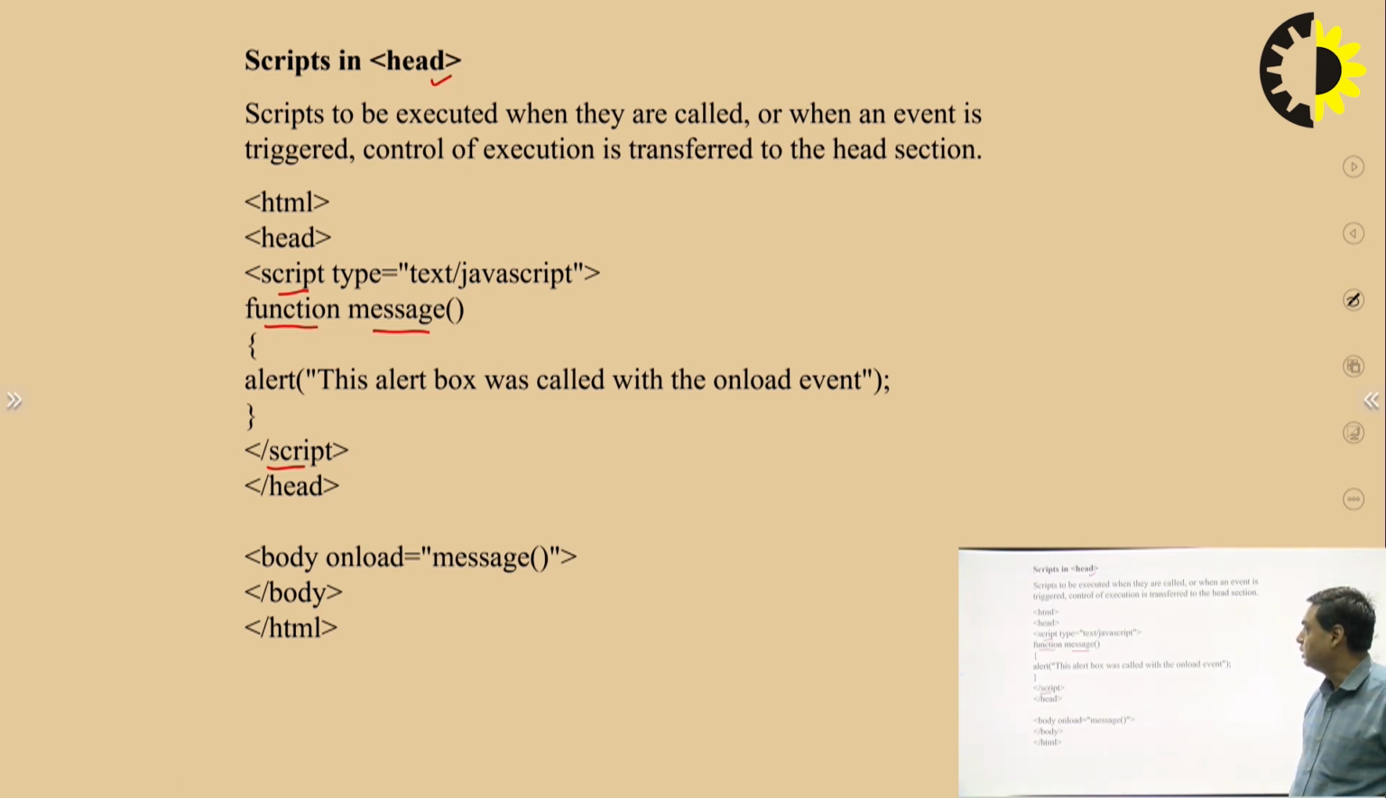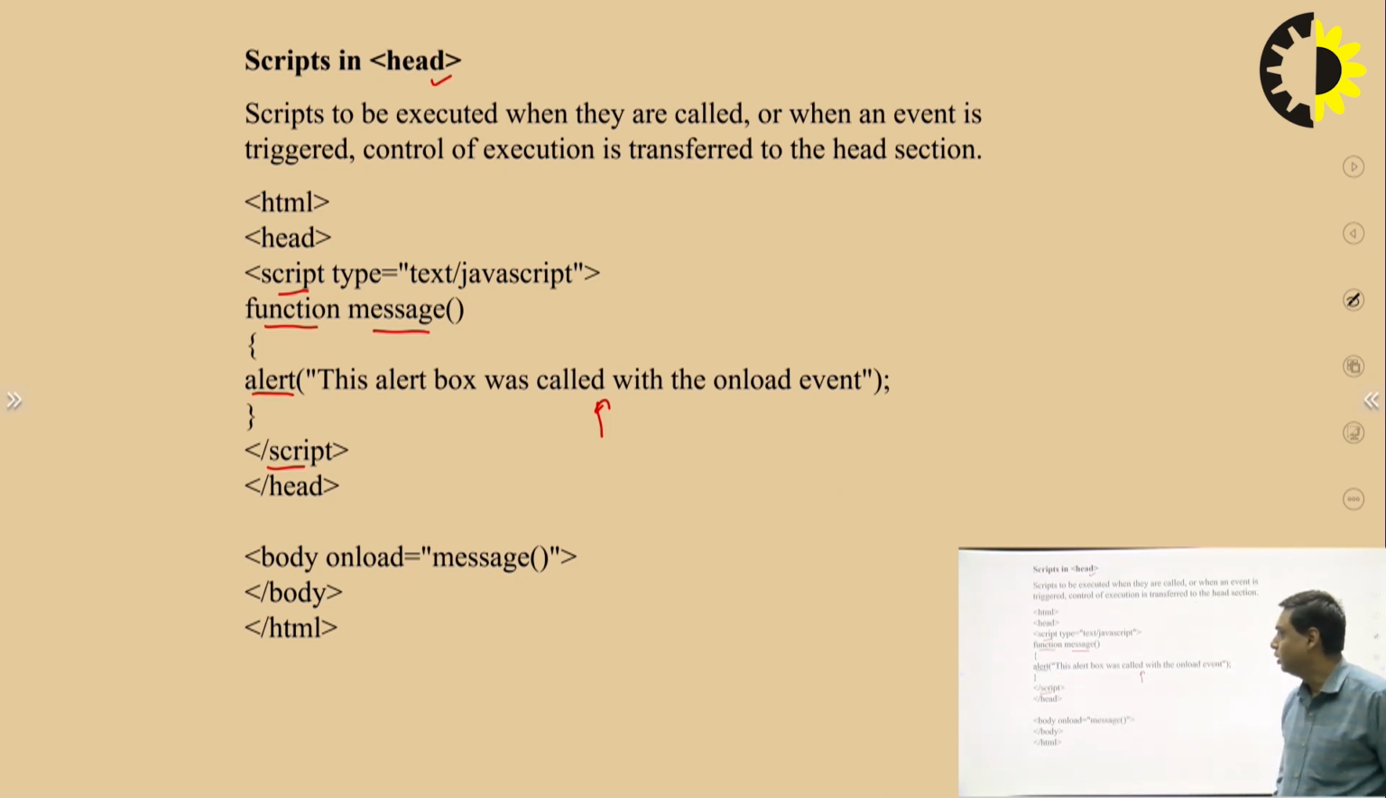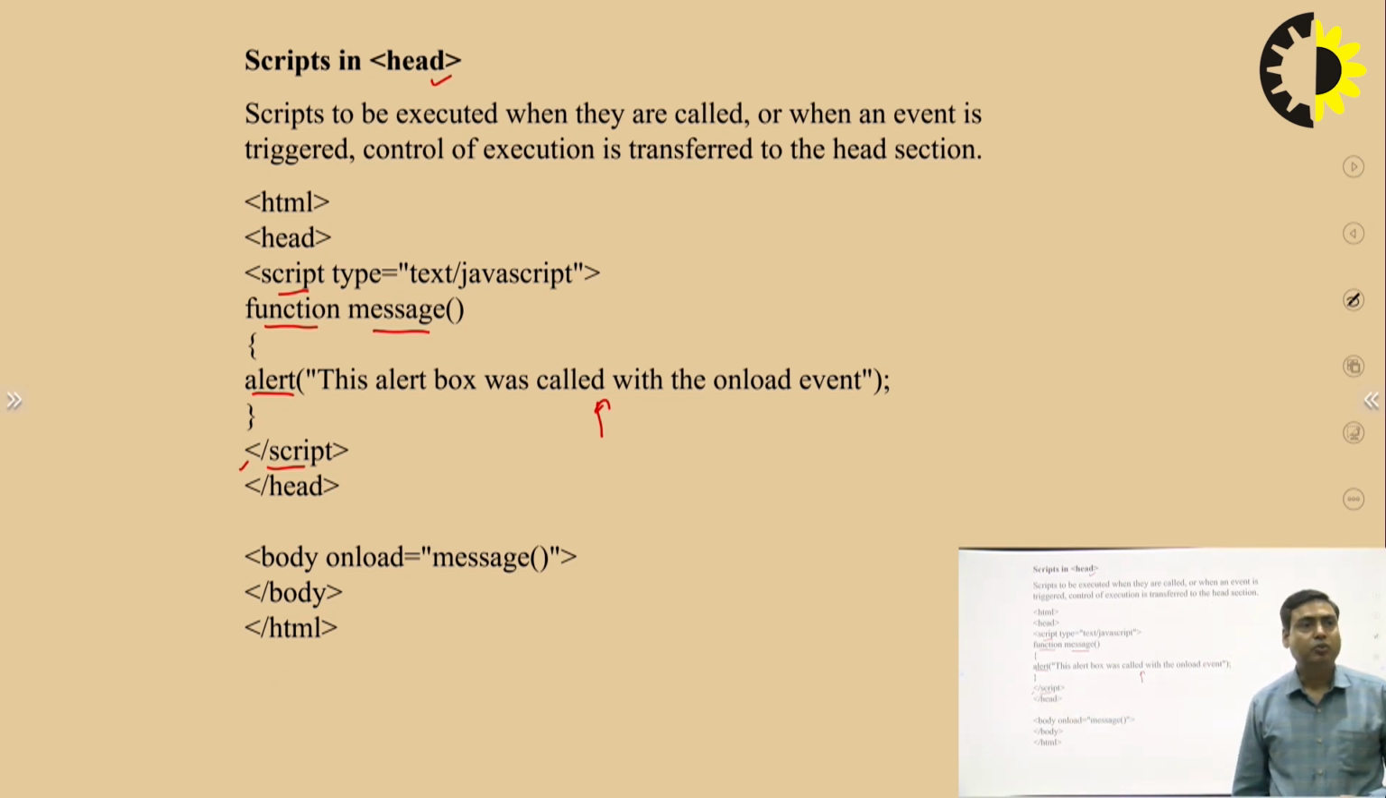So the name of the function is message, and we are just displaying a message in the alert box. To use the alert box, use alert here. Now the JavaScript is written here in the head section. The important part is to call this JavaScript. You can call it with the help of event handling.